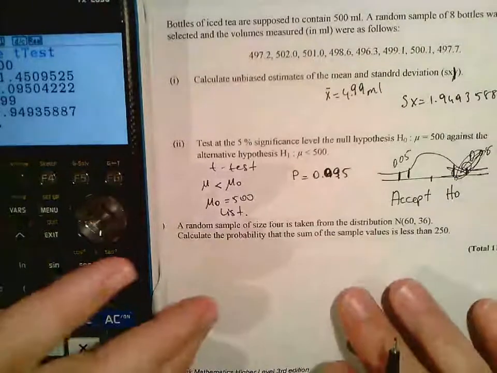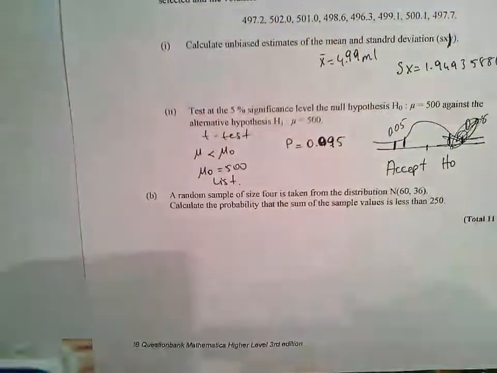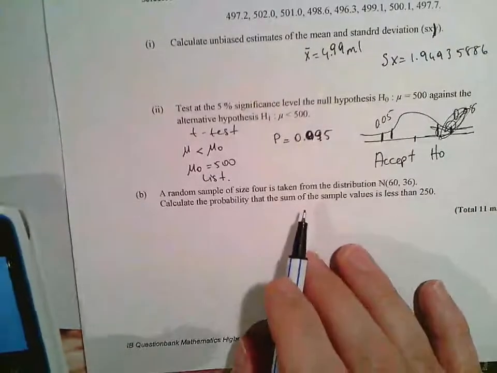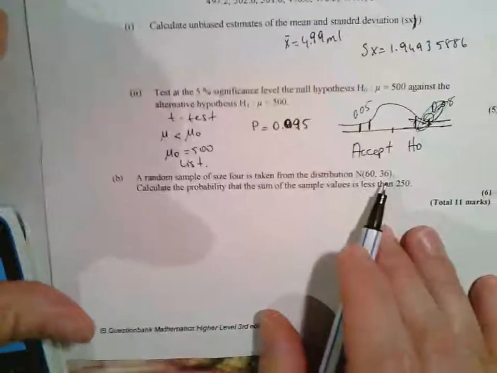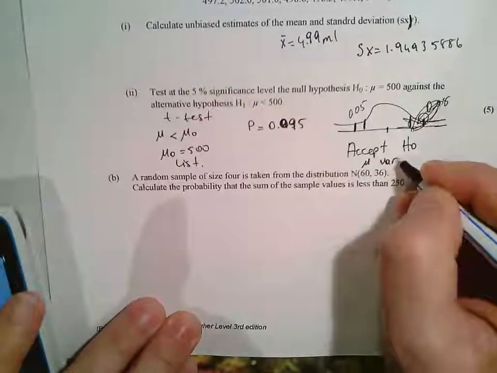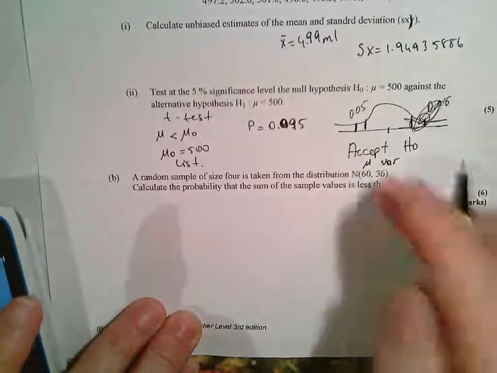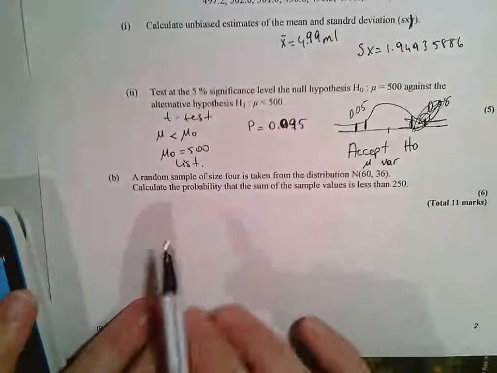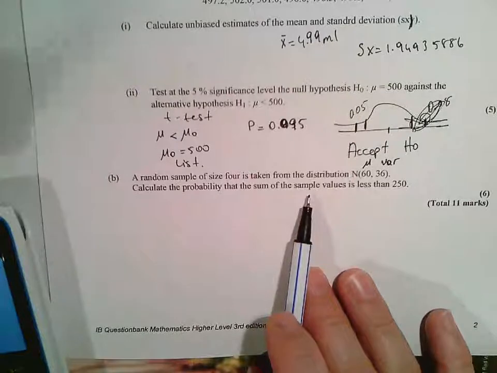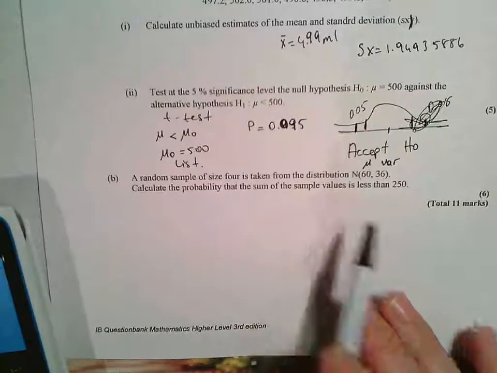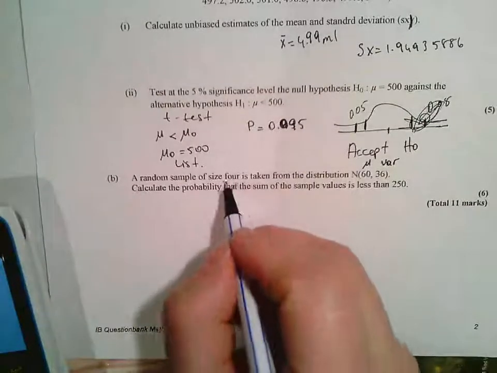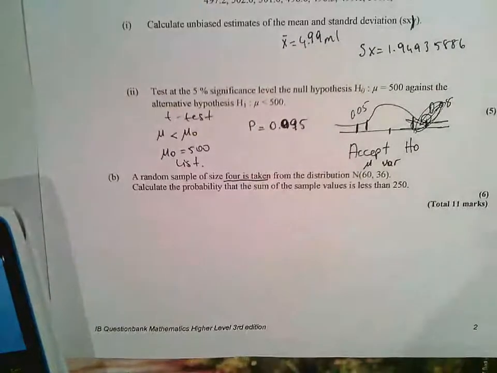Part B is a different question. A random sample of size 4 is taken from a normal distribution. This is the mean and this is the variance. Never forget, we always write the variance here; the standard deviation is the square root of this. Calculate the probability that the sum of the sample values is less than 250 milliliters. So we are taking 4.